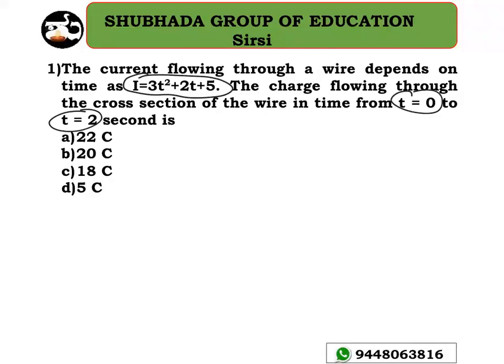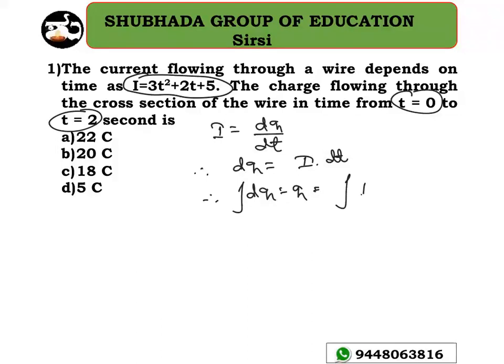While studying the synopsis on current electricity, we have studied that the definition of electric current is the rate of change of charge per unit time, dq by dt. So therefore the change in charge dq is equal to I into dt. Suppose if I integrate dq, I will get q, that is equal to integration of I dt. So we need to take the lower limit and upper limit as t equal to 0 to 2 seconds. That's the reason it is 0 to 2 here.